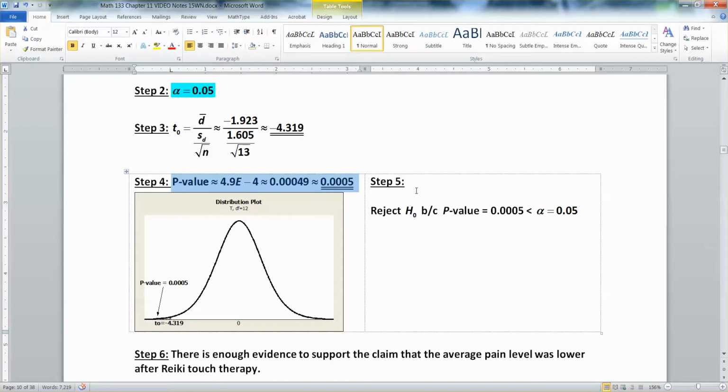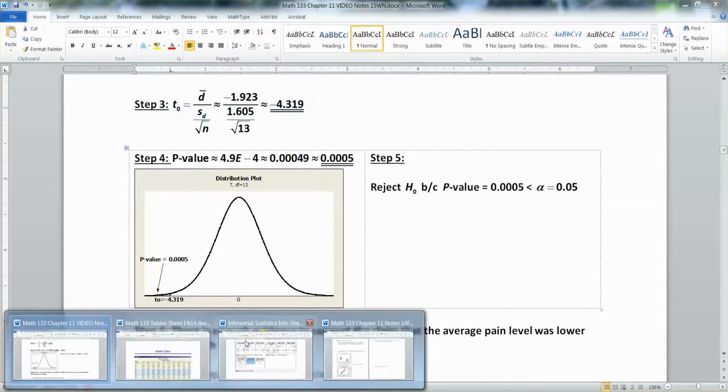Everything else, labeling your steps, saying your p-values, saying this is t0. It's not good enough to just write negative 4.3. You have to actually state it's t0, state your p-value, etc. All of this is required to receive full credit, all of it, including substitutions in the formulas and everything.